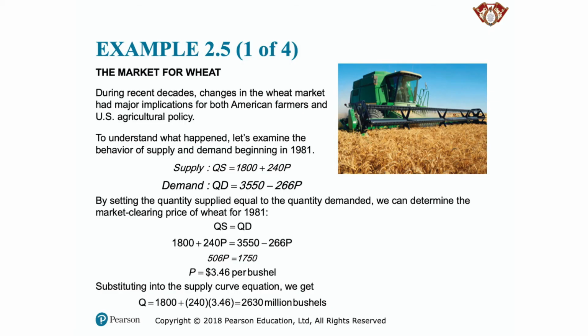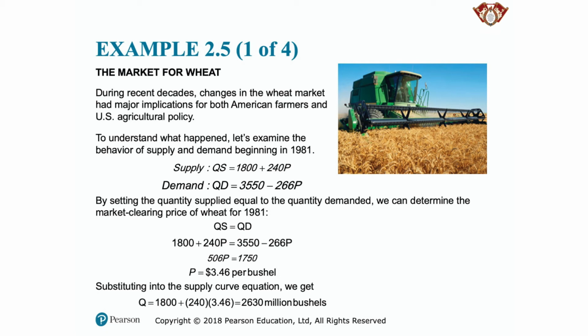Okay, now we go to an example. The market for wheat in the United States. During the period, changes in the wheat market had major implications for both American farmers and U.S. agricultural policy. To understand what happened, let's examine the behavior of supply and demand beginning in 1981. The supply curve is like this, QS. The demand curve is like this, right?